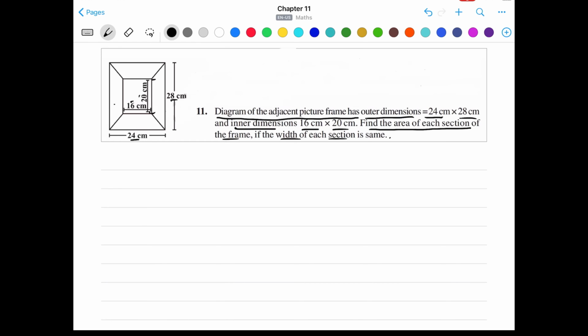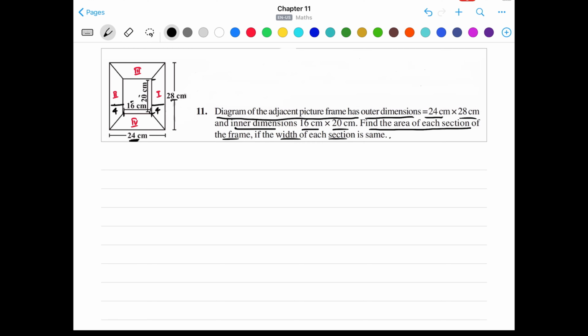You can clearly see that each section is in the shape of a trapezium, right? So we are going to divide this area into 4 sections. Let's name them: this one is section 1, this one is section 2, this one is section 3 and this one is section 4. Since this measurement is 24 and the inner side is only 16, the remaining is 8. That means the width of this section is 4 centimeter.